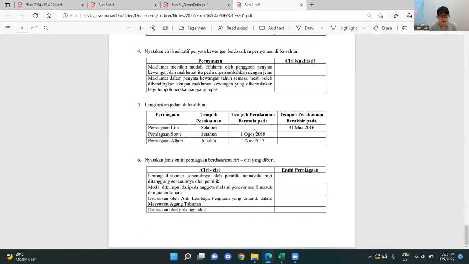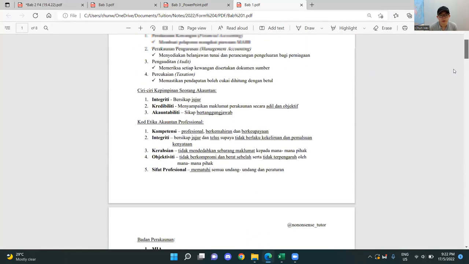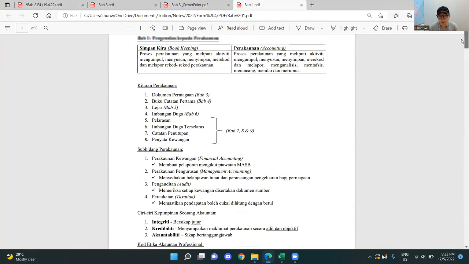Use this one. Okay. So you know that we've seen the Kitaran Perakaunan, right? In the Kitaran Perakaunan, which is in your textbook, I think in the first page or second page, you see the first thing is actually the document perniagaan. So now we finally enter into the Kitaran Perakaunan, which starts from bab 3. Then later we'll go down to buku catatan pertama, ledger, imbangan duga, pelarasan, imbangan duga terselaras, catatan penutupan, and lastly, the penyata kewangan.